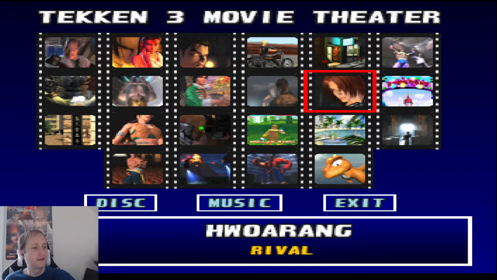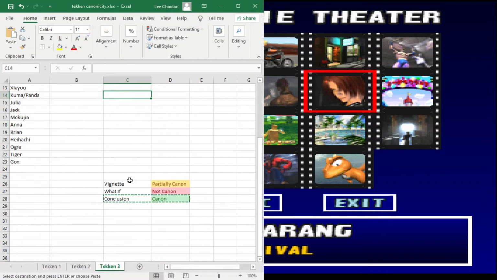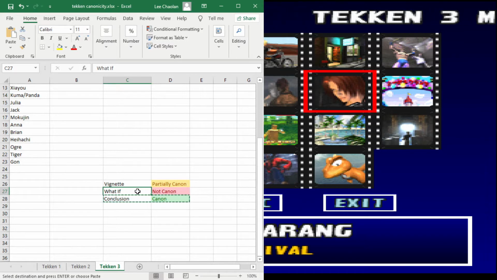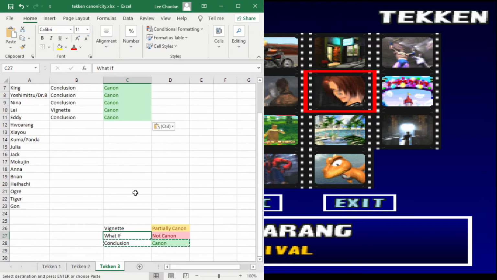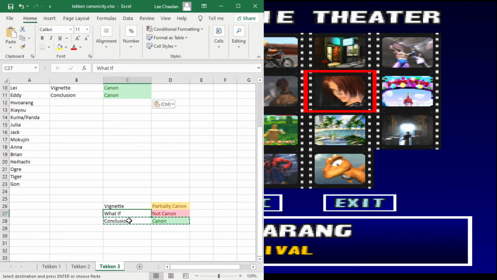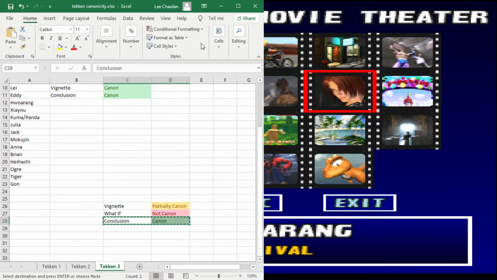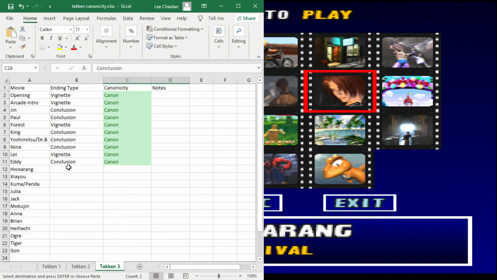I haven't watched that ending probably in 7 or 8 years. Anyway, you could make the argument that this is a what if because Huarong has a statuette there, well, like a trophy or something. Huarong definitely did not win the King of Iron Fist Tournament 3. However, he did participate in it. He did make it pretty far, and he is Jin's rival. And there's nothing to say that the rest of this is non-canon.